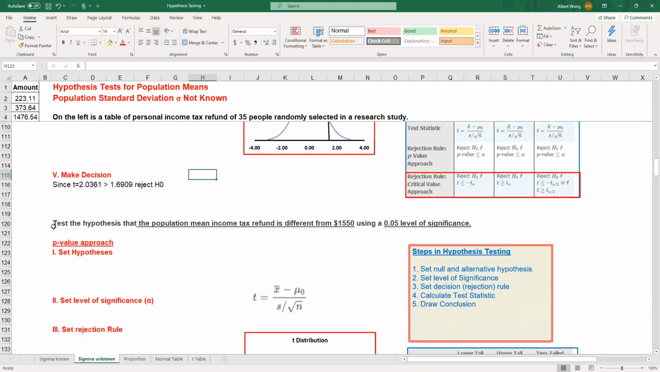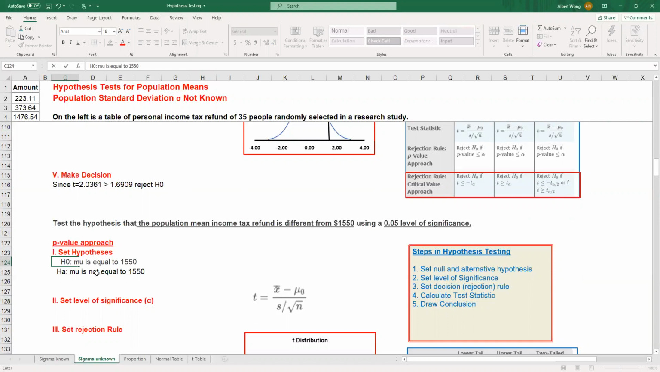So different, in this example, we say test the hypothesis that the population mean income tax refund is different from $1,550. So let's write down the alternate hypothesis. The alternate hypothesis is they're not the same, so you can say it's different, not equal to. English is okay. There's nothing wrong with spelling it out in English. Right? And then H0, of course, is mu is equal to 1550.